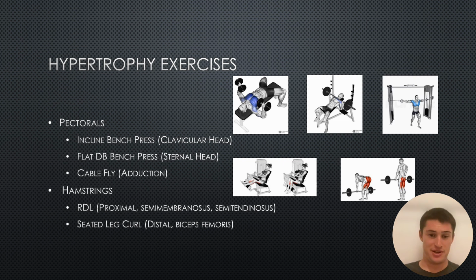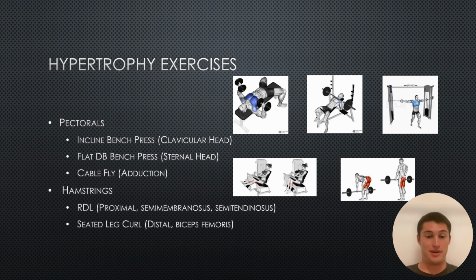So I have a couple examples here. The pectoralis: having an incline bench press is going to get more of the clavicular head. A flat dumbbell bench press is going to get more of the sternal head. And then obviously the secondary function of the pec is adduction. So having a cable fly where you're bringing the arm away from the body and then closer to the body is going to get full development of the pecs.